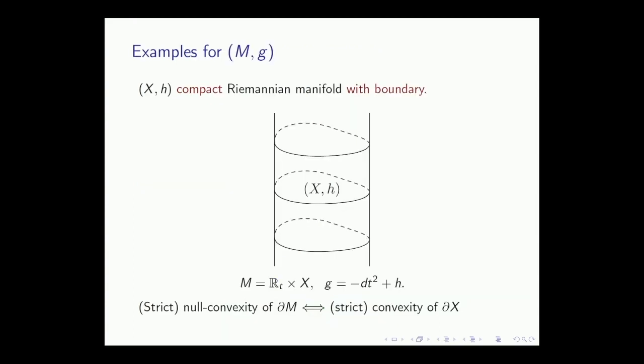So let me just give you some more examples. Basically the example that hopefully all of you had in mind was this simple product example. You just have a time direction and then you have some physical body that's not changing in time at all. That's the simplest situation. And then the strict null convexity assumption is in fact nothing else but the convexity of the physical body itself. So it's a very natural thing.